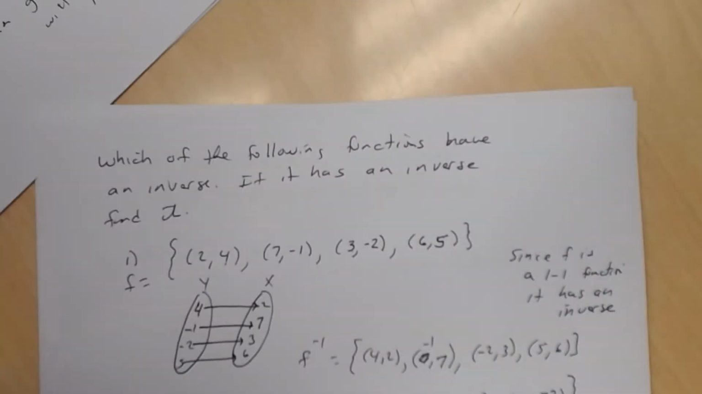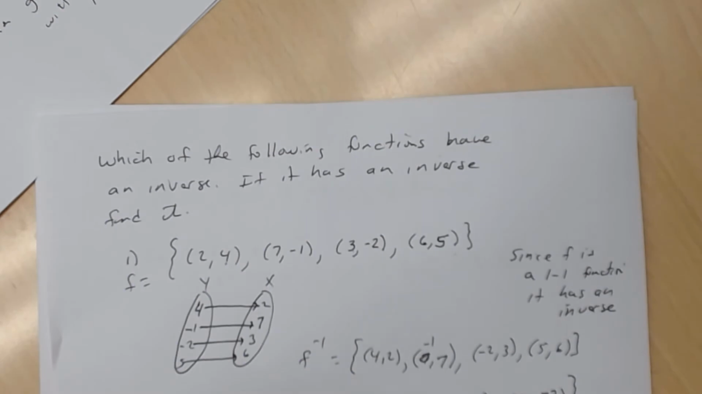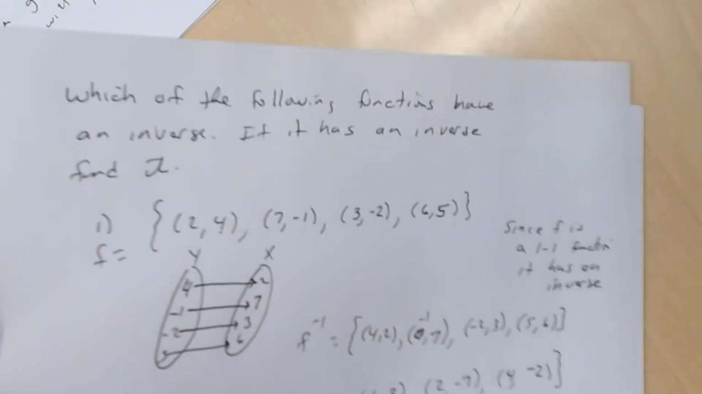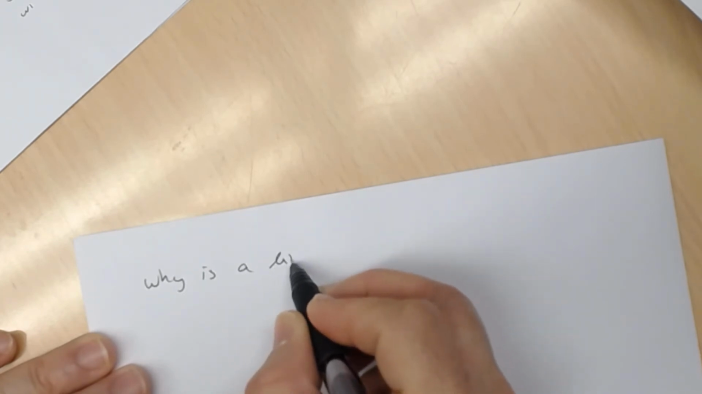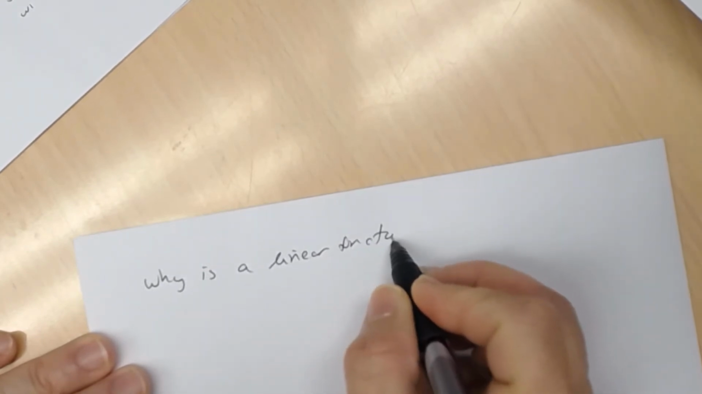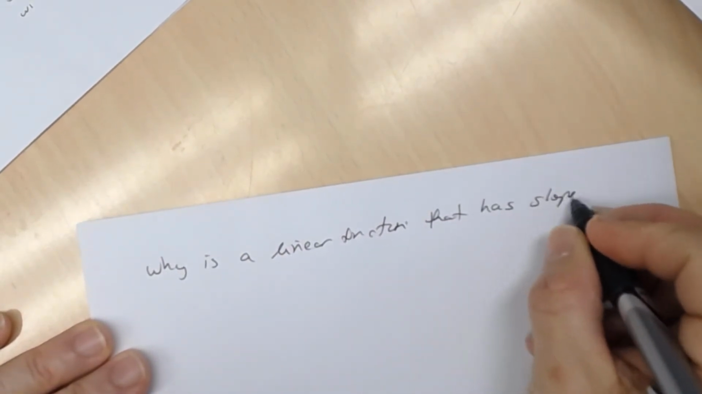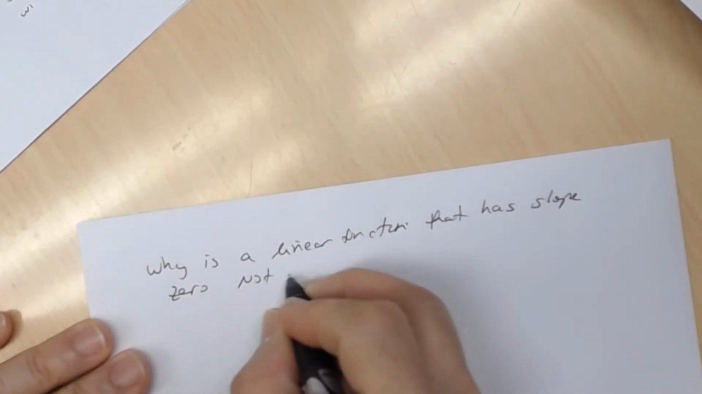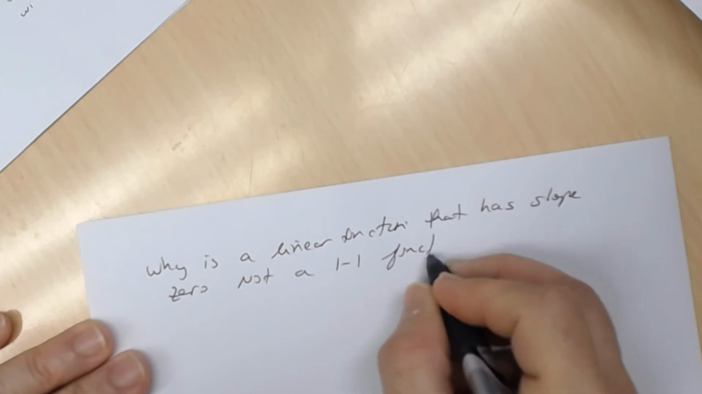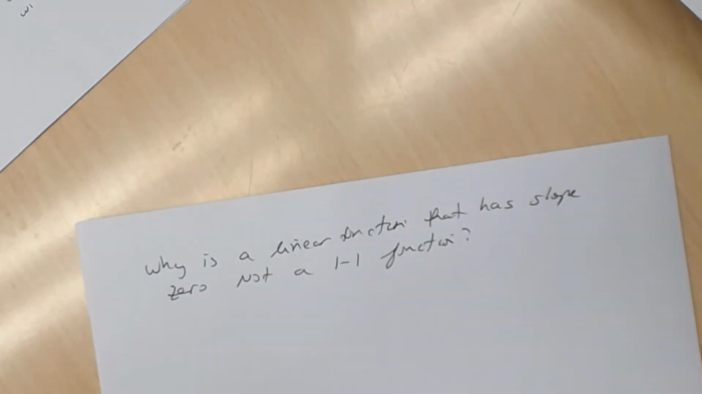All right, so now that I said that, let's discuss what I just said. A linear function that has slope 0 is not a one-to-one function. Okay, so let's discuss that.